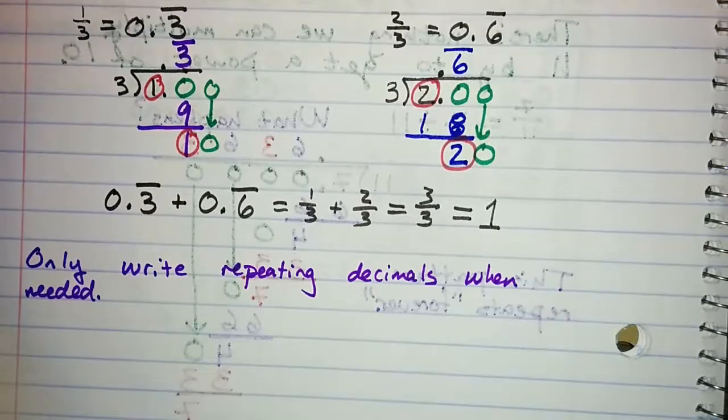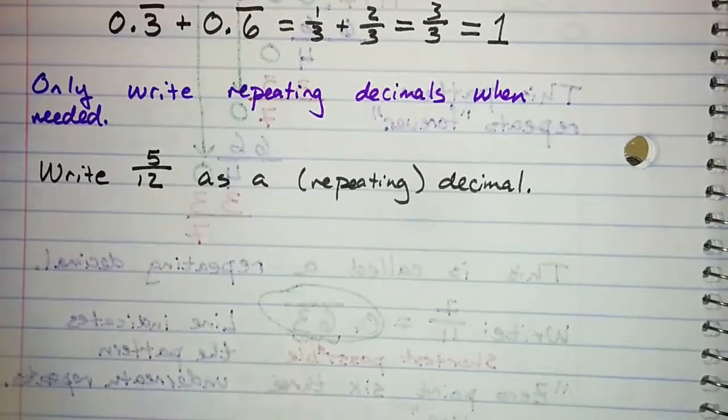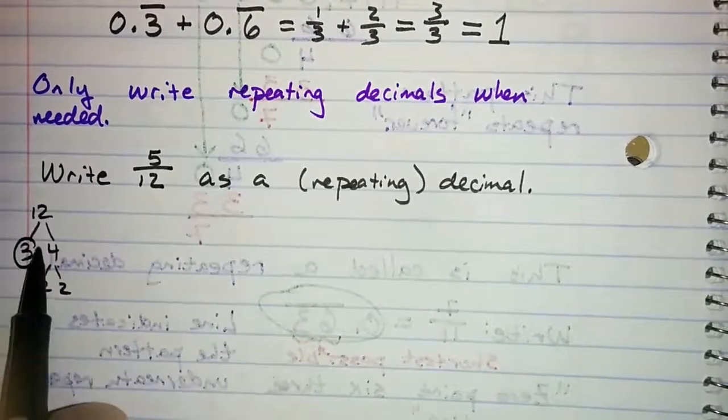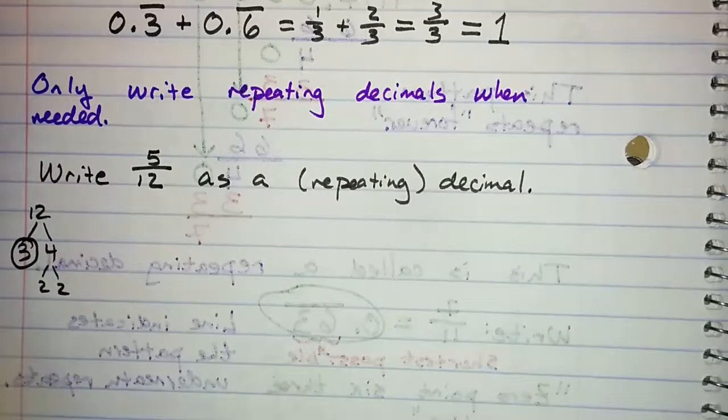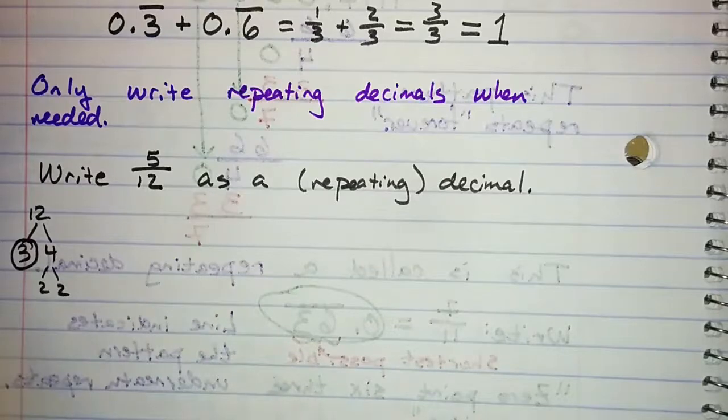Nonetheless, it's nice to be able to write these repeating decimals when we need them, so I'm going to give you one of these to practice. Noticing that 12 has a 3 in its prime factorization, and therefore 5/12 can't be written as an ordinary terminating decimal, that is, a decimal that doesn't repeat. Write 5/12 as a repeating decimal. Pause the video and try this now.